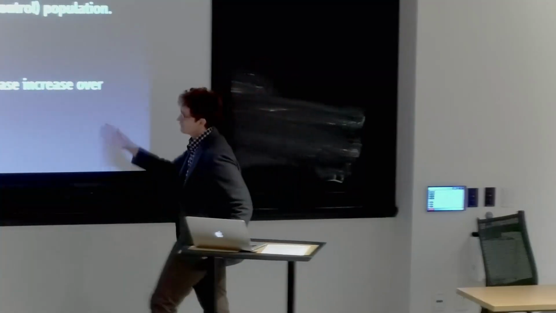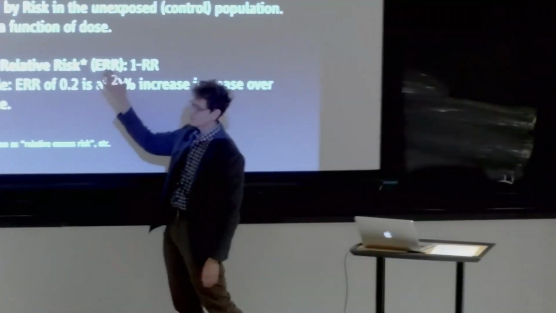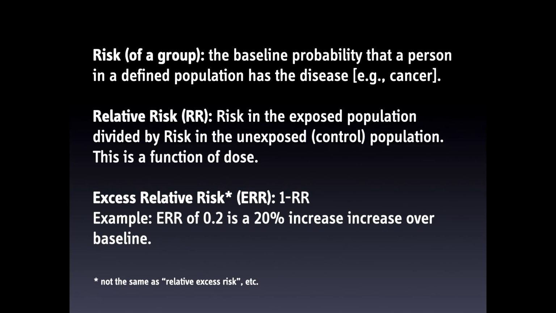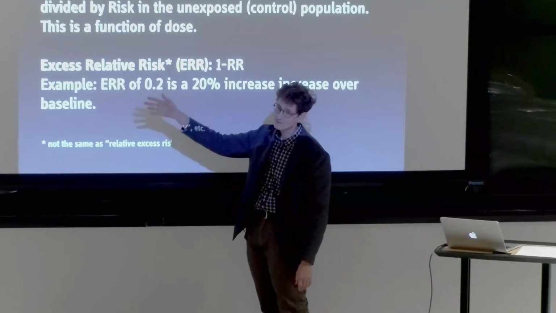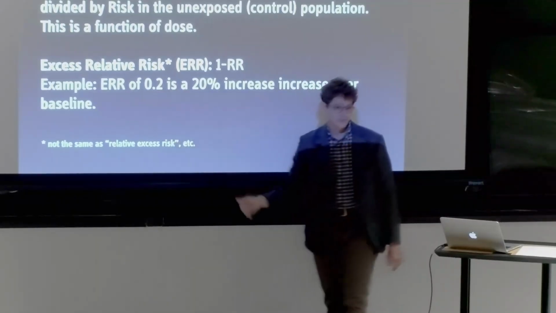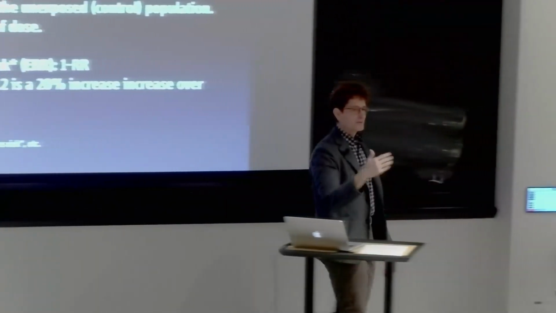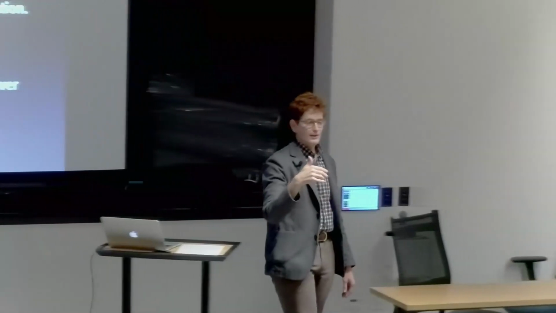Then we have this definition, which we will tend to use when presenting. We typically take the relative risk and we subtract 1 to get what we call the excess relative risk, right? So if you have a 20% chance of getting cancer and then a 21% chance of getting cancer if you also are exposed to radiation, then the excess relative risk is just that extra 1%, right?